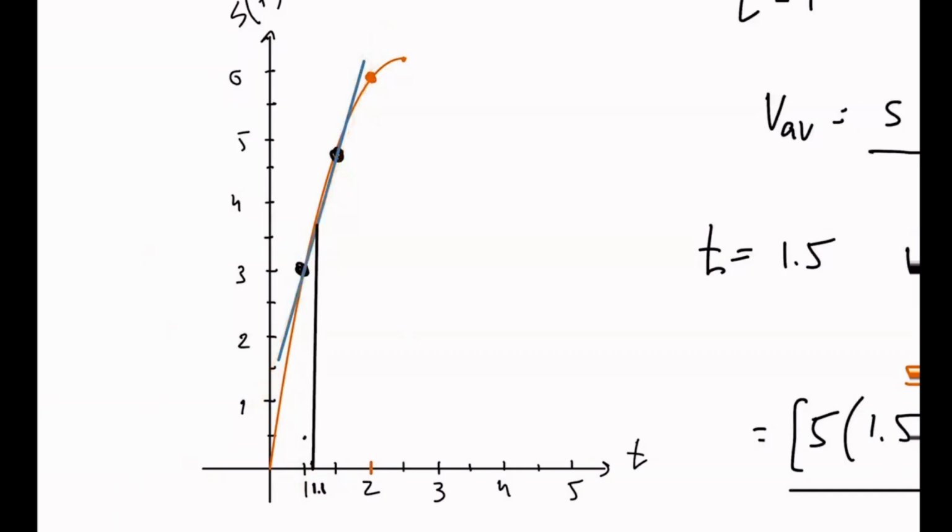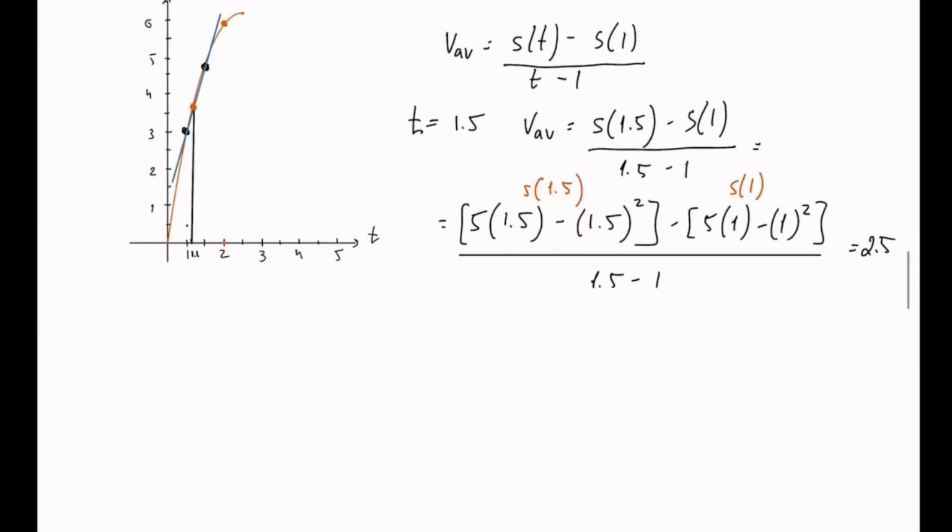Let me erase this one. And then find the slope of a secant line that goes through these 2 points. You see it's going to be even steeper than the previous one, right? So now let's look at this mathematically.